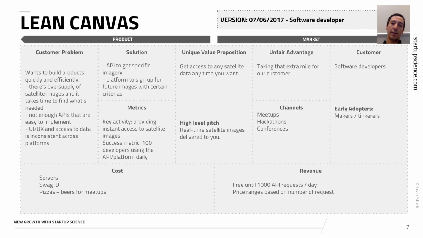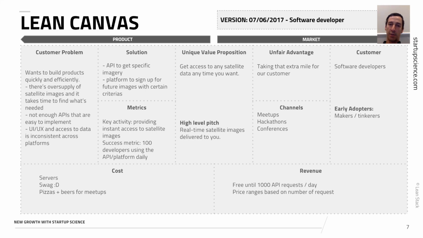So we would provide this service free until 1,000 API requests per day. On top of that, there would be different price ranges based on the number of requests or quality of images. And we would be able to reach all these customers through meetups, hackathons, and conferences.